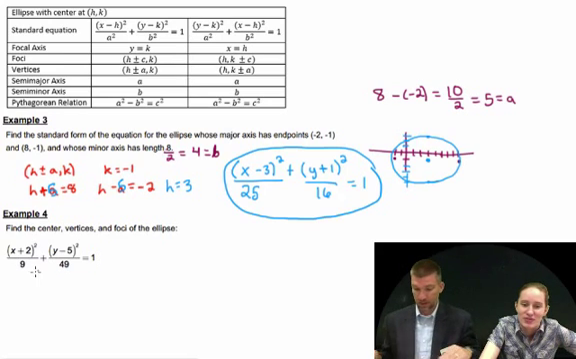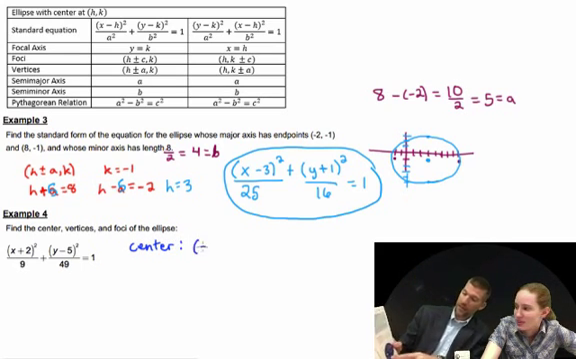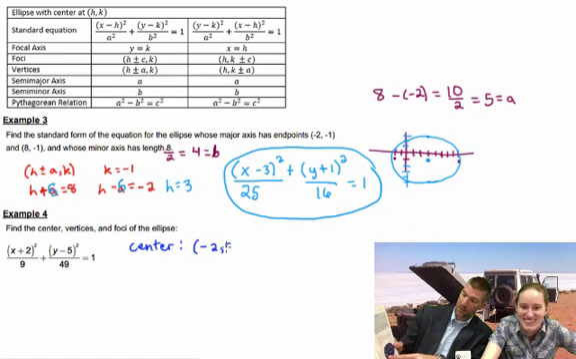All right, so example 4. Find the center, vertices, and the foci of the ellipse. So let's start with the center, which is H comma K. Notice that the sun is at a focus of the orbiting object.